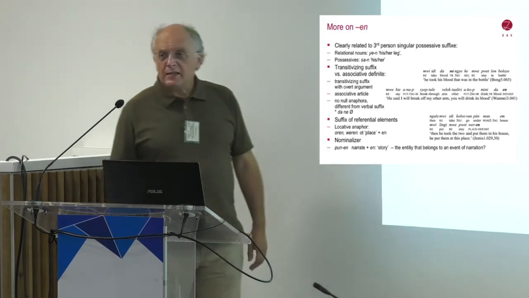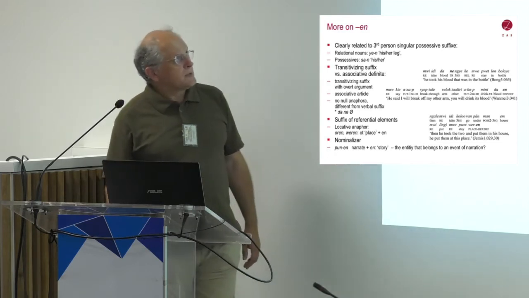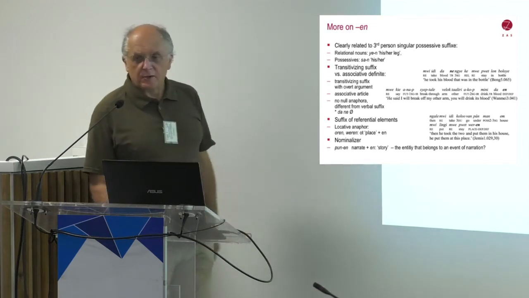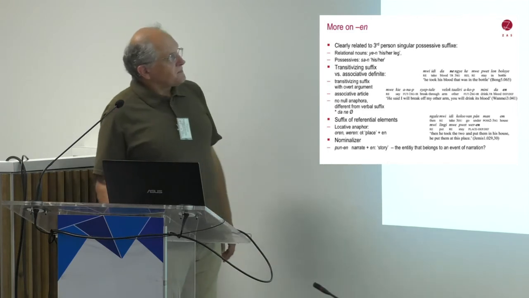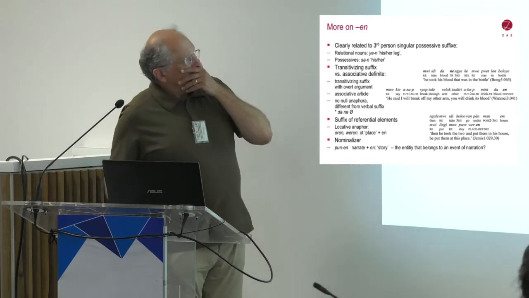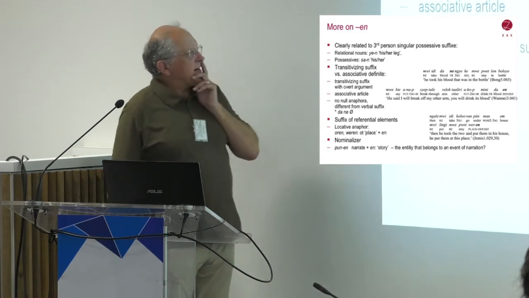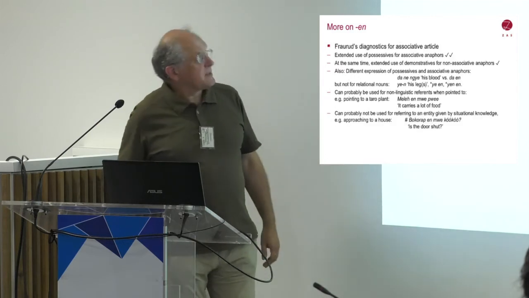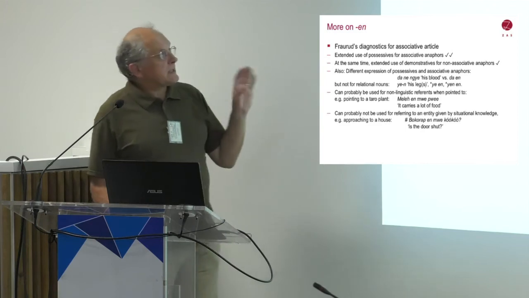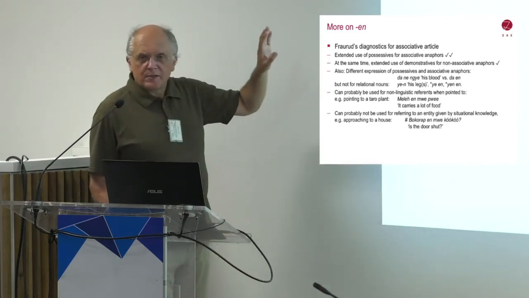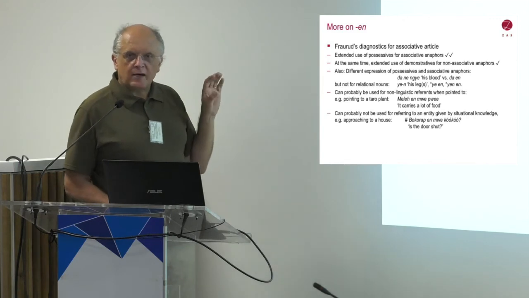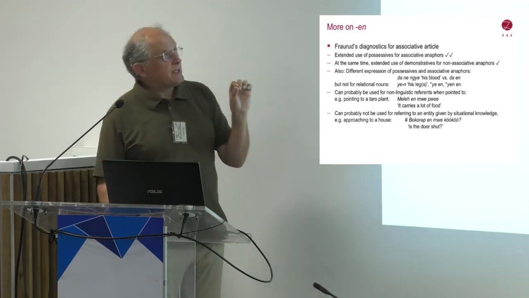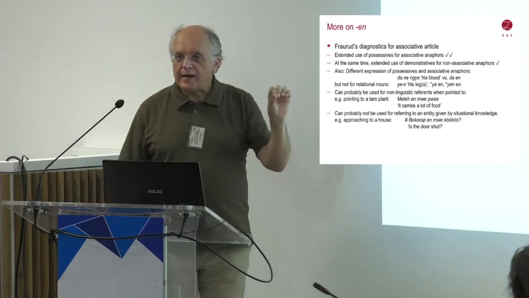N itself is clearly related to the third person singular possessive suffix, which is N as well. So the historical relation is quite clear. I skip over this right now. We find some other uses of N, but what I would like to stress is that Fraurud's diagnostics for the development of an associative article are pretty much satisfied. I think we find an extended use of possessives for associative anaphors here.